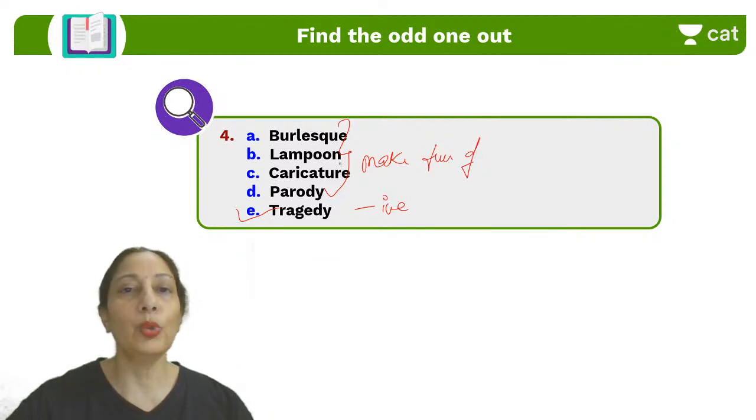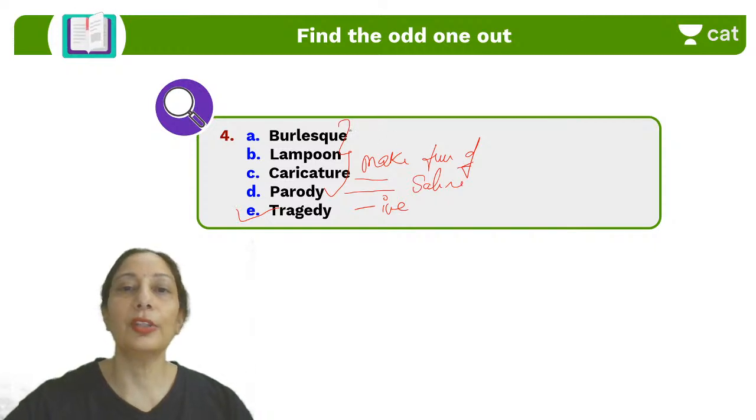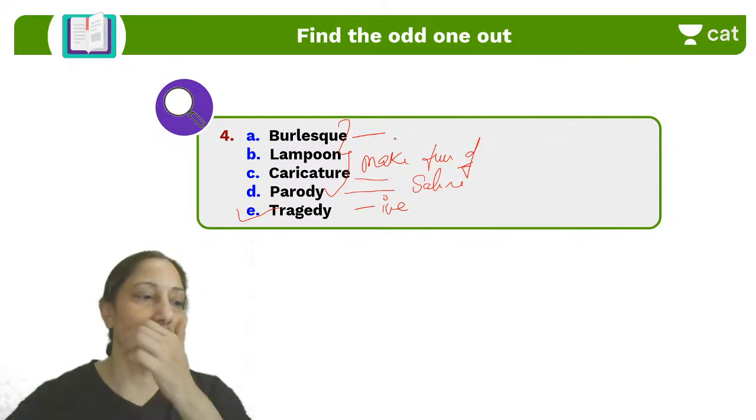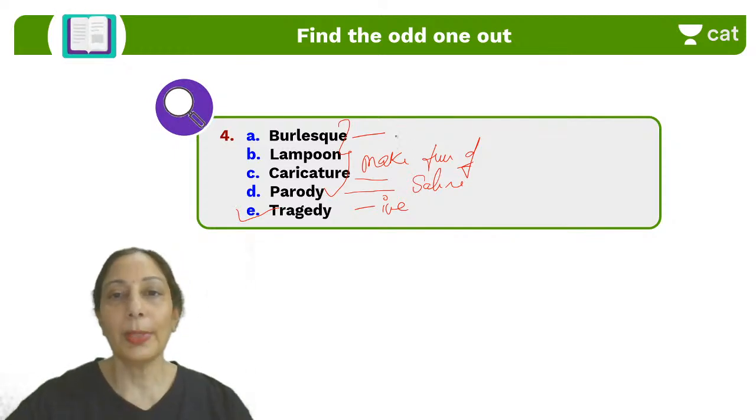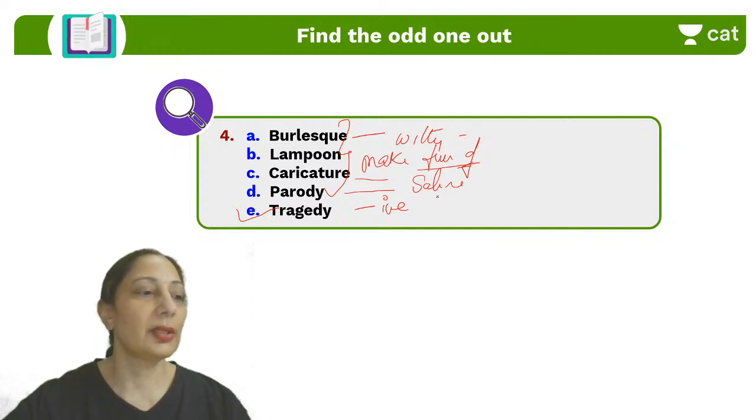You do a lampoon on somebody. Caricature is just like a cartoon. Parody is a kind of satire, so you make lightly fun of somebody. So is burlesque. Burlesque means to make fun of somebody. Everything related to being comic or witty or making fun of basically is the meaning, while tragedy is a negative word, guys, right? So tragedy is the answer.